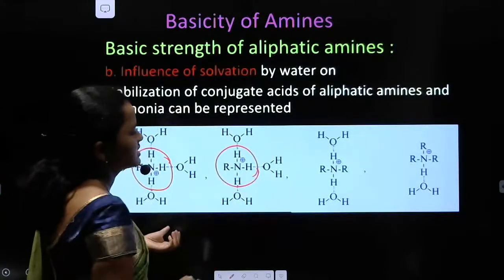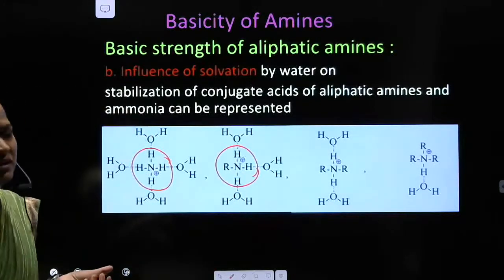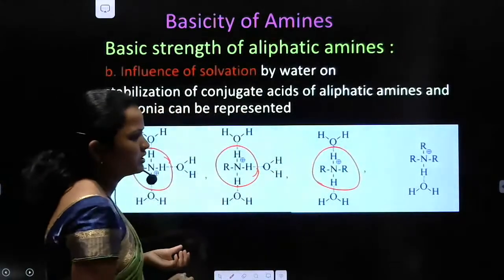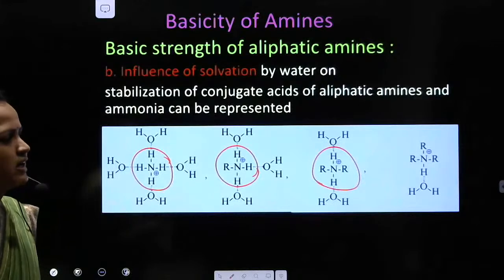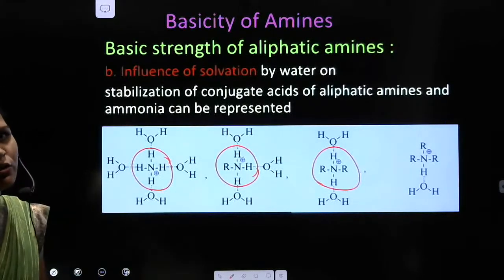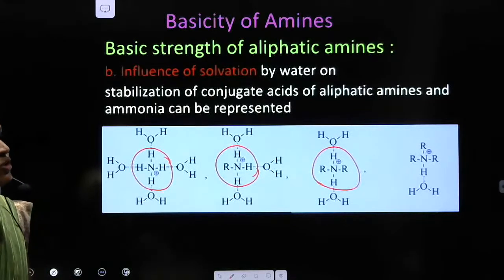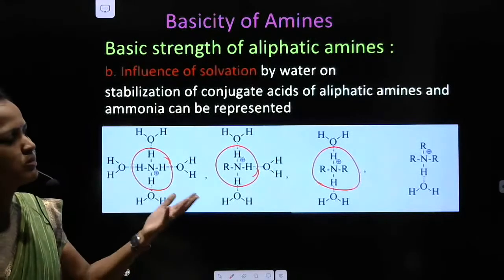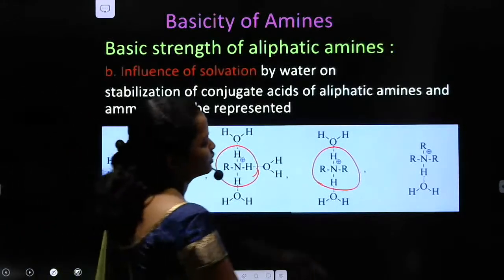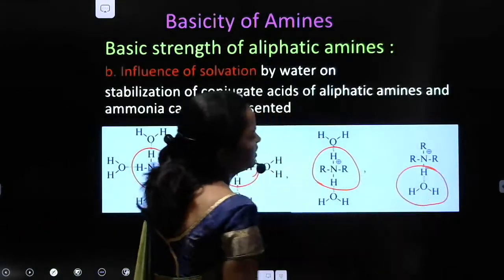Primary amine contains 3 hydrogen atoms, so it forms 3 hydrogen bonds with 3 water molecules. In case of the secondary amine, there are only 2 hydrogen atoms, so it forms 2 hydrogen bonds with water molecules, so solvation is less. In case of the tertiary ammonium ion, it has only 1 hydrogen, so it forms only 1 hydrogen bond with water molecule.